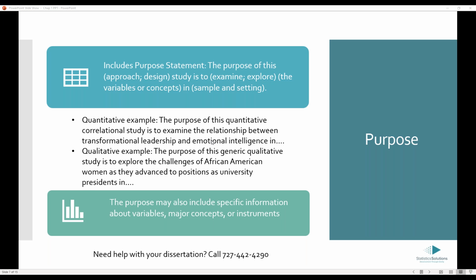And I have a qualitative example here too. The purpose of this generic qualitative study is to explore the challenges of African American women as they advance to positions as university presidents, and again, mention the specifics of your population. And sometimes there's a little more information they want about the purpose, maybe to say what instruments you're using to measure. But usually the purpose section is pretty cut and dried. It's usually a paragraph long.